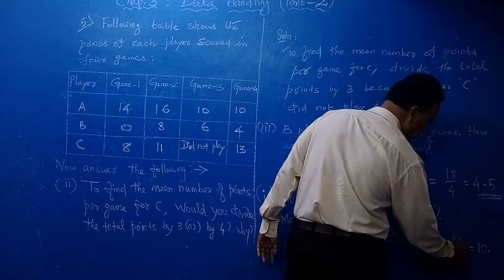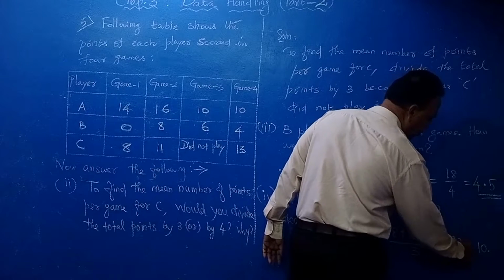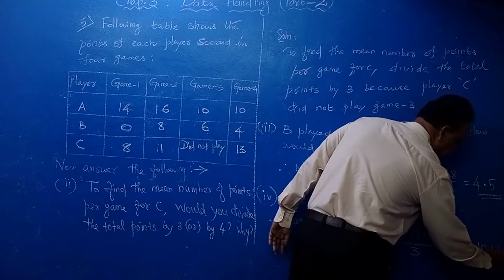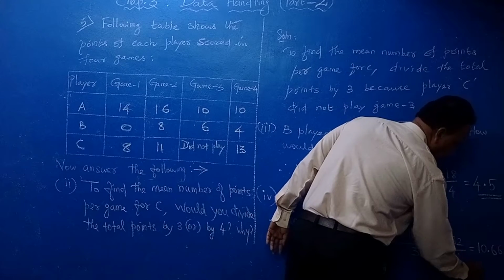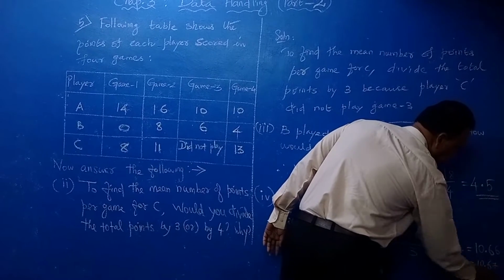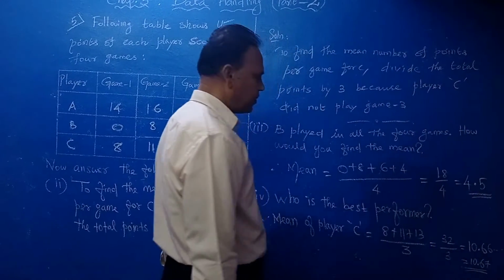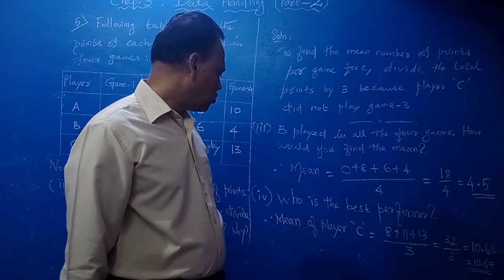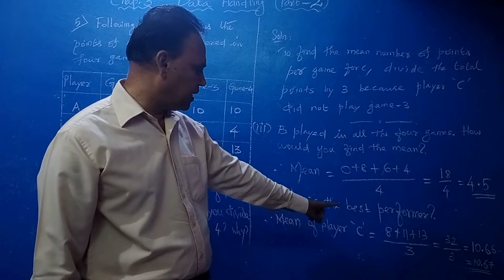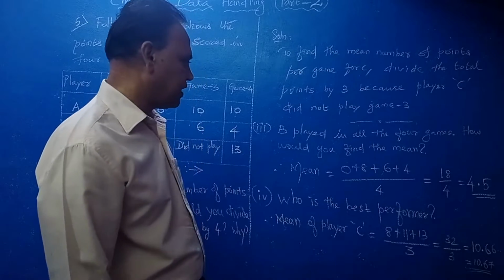1 time. Then 3 will not go into 10, so 20 means 6 times. Again 2 remainder. 6, 6 it will go. So approximately 10 point. After the decimal you take 2 digits. That is 10.67. So the average of player C, or mean of player C, is 10.67.